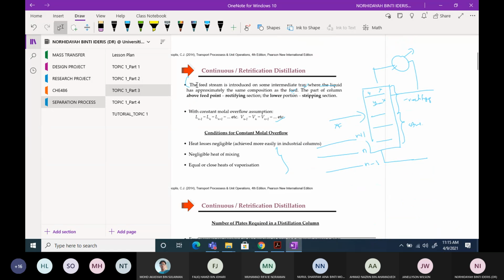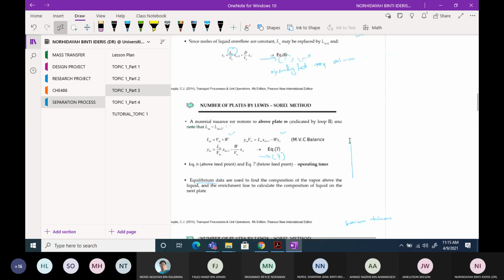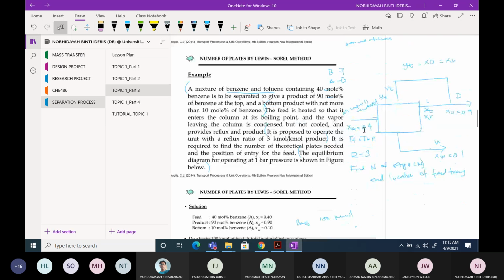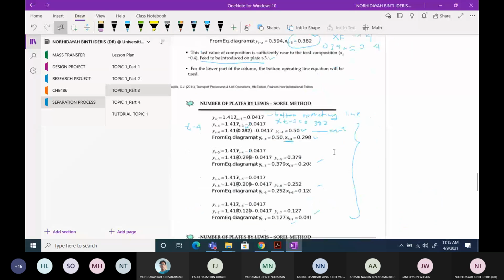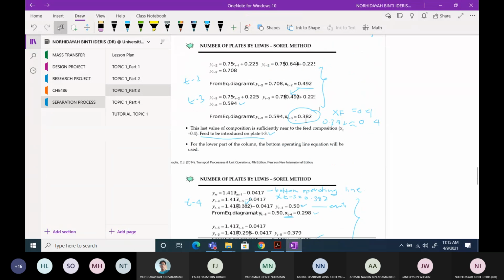If you recall the first definition of this Lewis-Sorel method, the first step is stated here that the feed stream is introduced on some intermediate tray, where the liquid has approximately the same composition as the feed. So if you look back to the question, the xF is equal to 0.4. After you do some calculation, you find out that at t minus 3, the composition is 0.382, which is approximately similar to 0.4, which is the x feed.